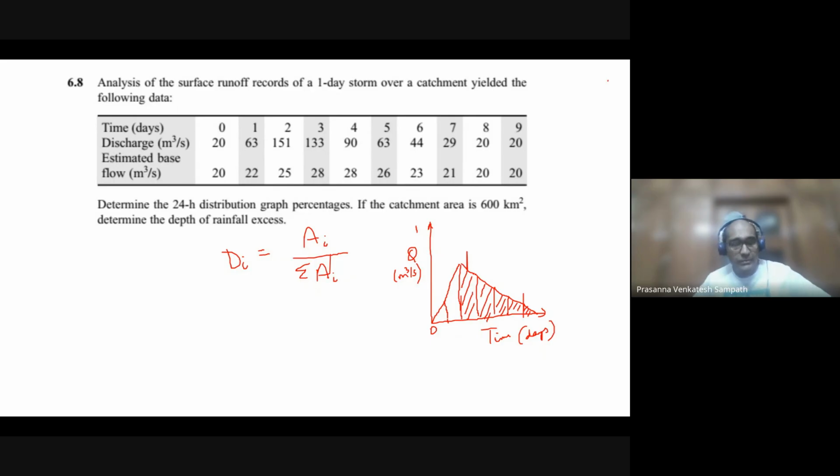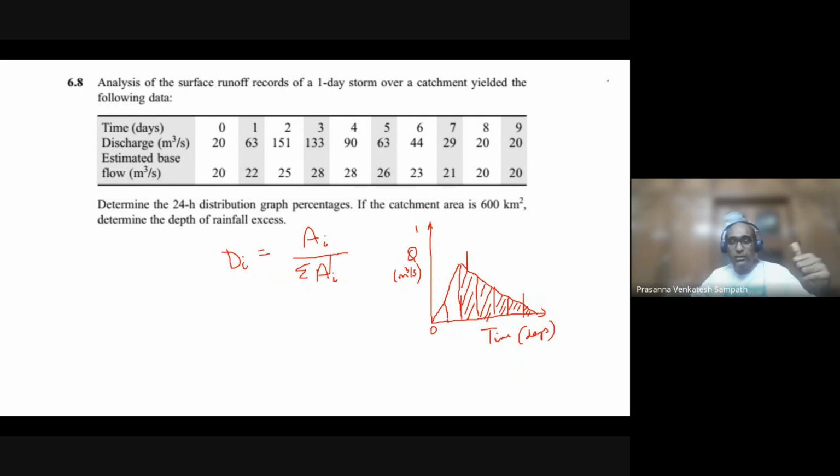The concept of a distribution graph is based on finding out the percentage of volume of runoff contributed by every time interval as a percentage of the total runoff produced by a certain hydrograph, right? So I have a rainfall event. It produces runoff which lasts for, let's say, X number of hours. Now that X number of hours is broken up into intervals, and in each equally spaced interval, we find out what is the contribution of that interval to the overall runoff, right?